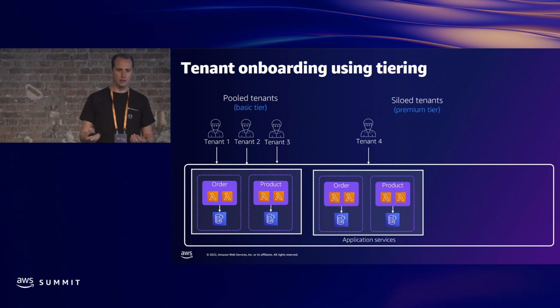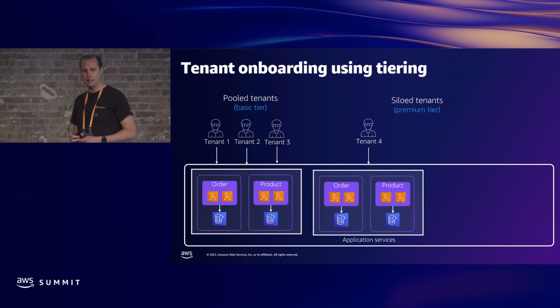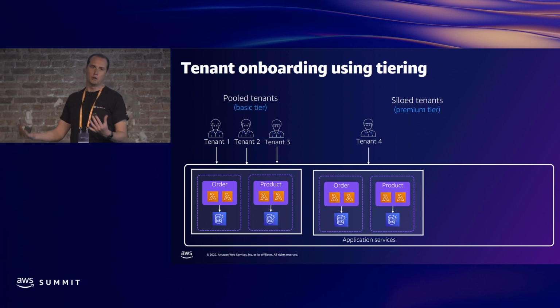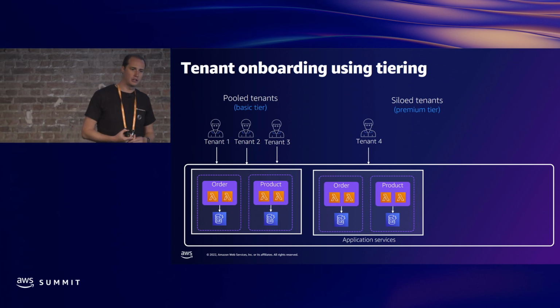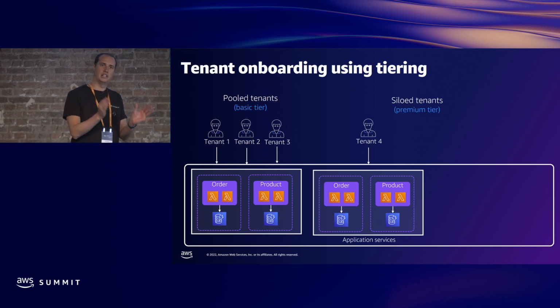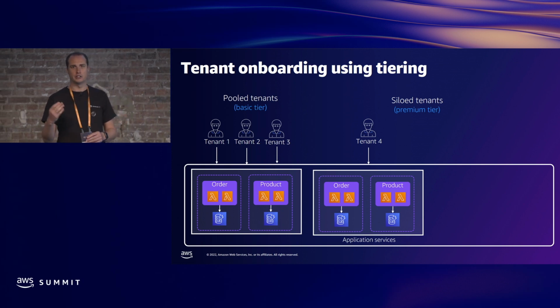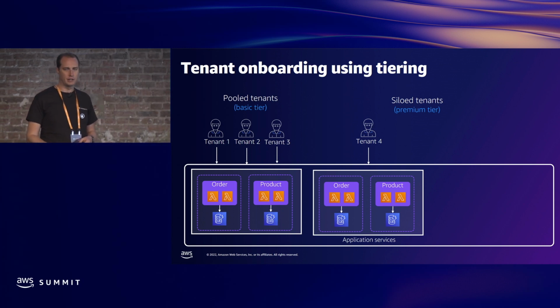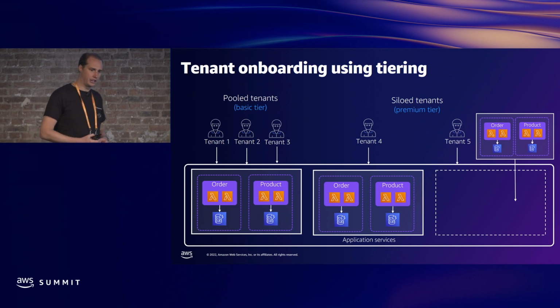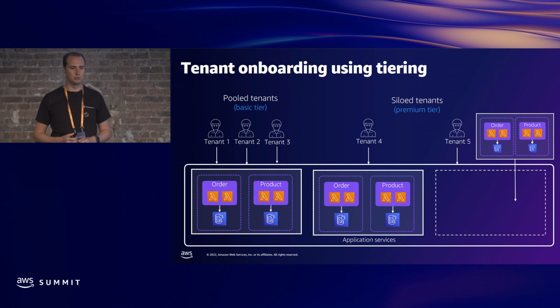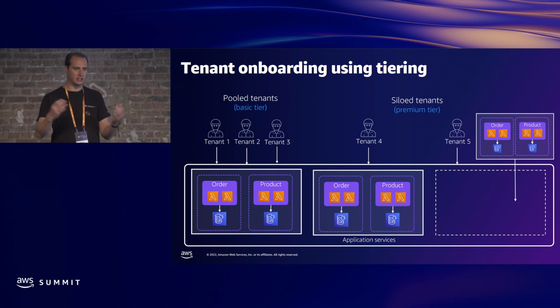But maybe for some of your tenants, you also have a premium tier. The premium tier is siloed because they want certain features or they're part of their compliance requirements. For those tenants, a dedicated piece of infrastructure is deployed as soon as they select the premium tier in the registration. Tenant 5 also selects the premium tier, and the SaaS application will deploy that in a siloed model so that it runs its own infrastructure.